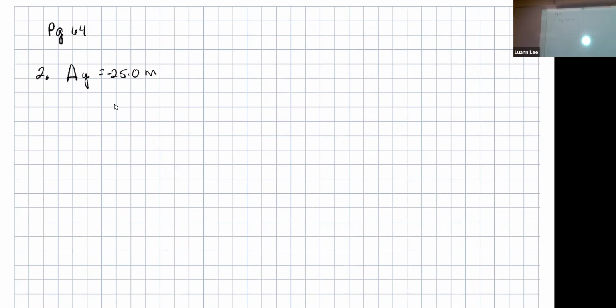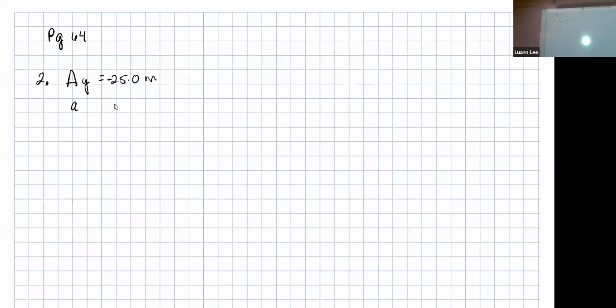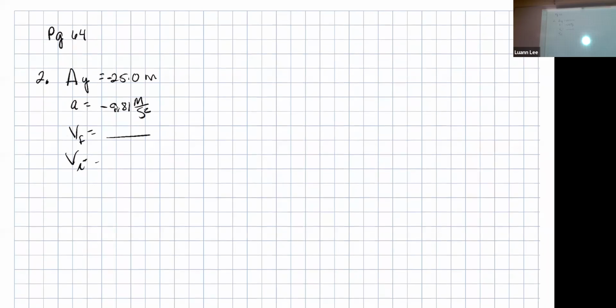Okay. So you're going to have the height of 25.0 meters. You have an acceleration. It's going to be negative 9.81 meters per second squared. And you're looking for VF. And you know that V initial was. And then what did you have? I feel like the thing that I missed was I didn't have the acceleration because I didn't realize that it's going to be the same. I thought it was different. So I probably have the wrong equation written down.